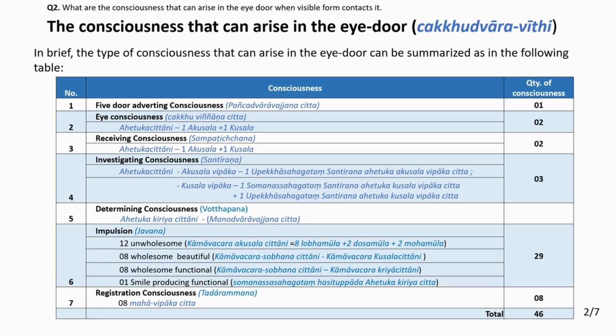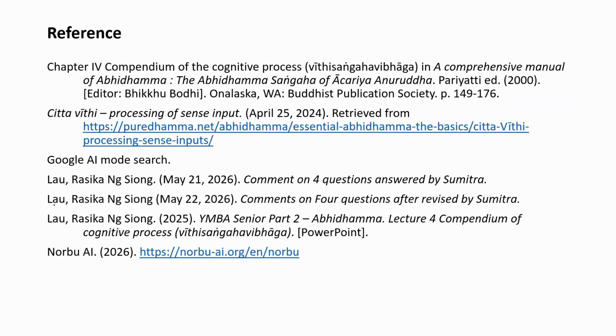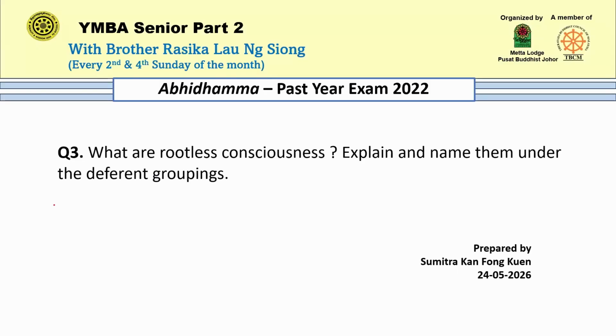Okay, so I proceed. Okay, now question 3. What are the rootless consciousness? Explain the name and name them under the different groupings.